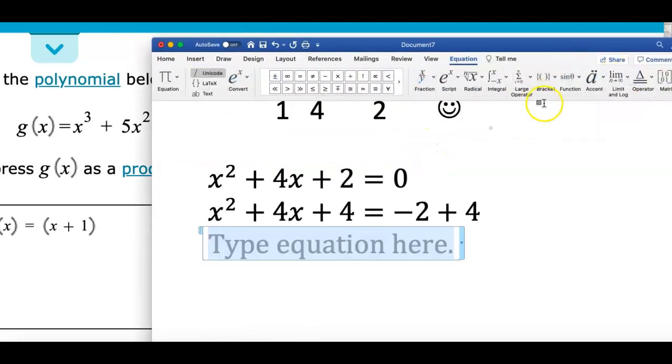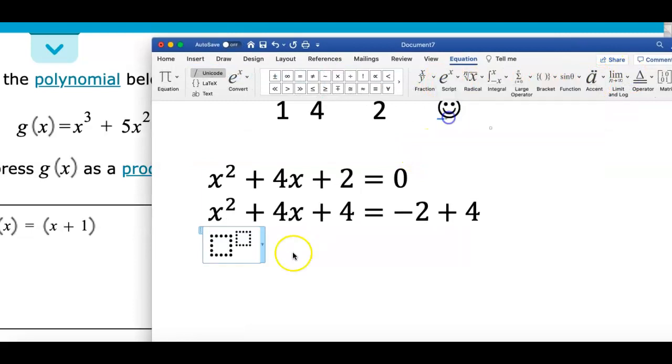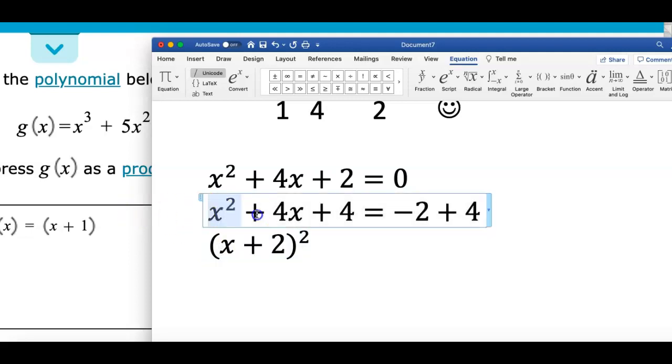Take a look. The left side will factor into x plus 2 squared, isn't it? That is, this trinomial is x plus 2 times x plus 2. So I can write it as x plus 2 squared. And the other side, if I combine these two numbers, -2 plus 4 is +2. All right, let's keep going.